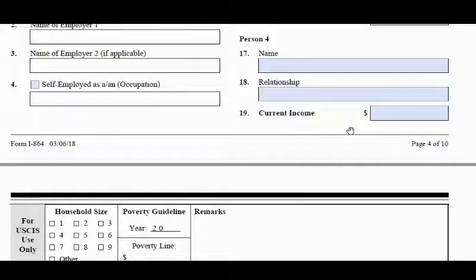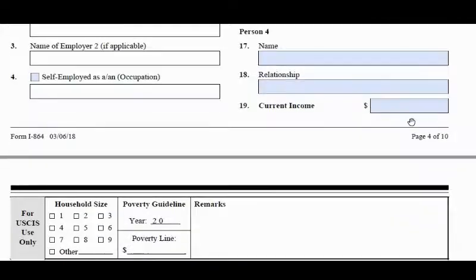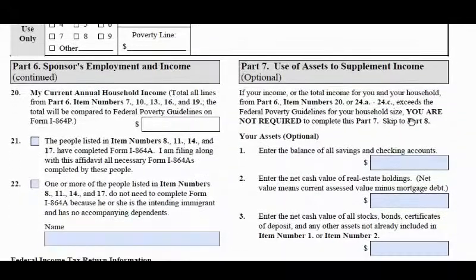If it's more than 4 people, then you can use the additional information space in part 11 to provide more information. Okay, now you're gonna put a total of those incomes here on 19, and then from there you're gonna move to 20. So 20, my current annual household income, then you total all the income from part 6, from 7 to 19.